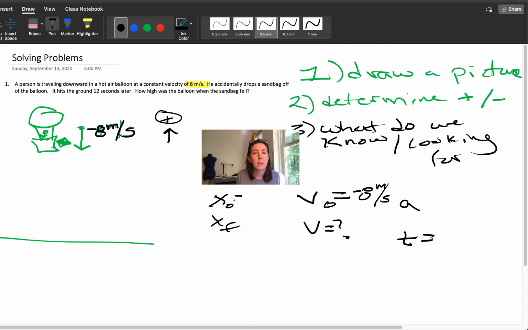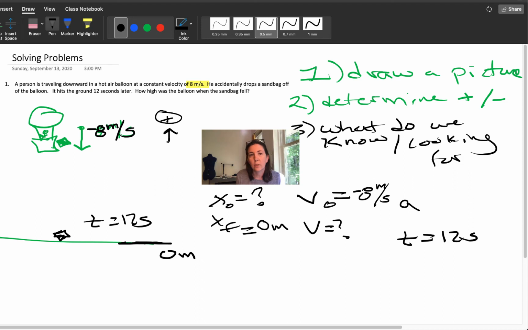It doesn't say anything about the position that he starts with. But if up is positive, I'm going to make this ground at 0 meters. And so my final position, when that sandbag finally hits the ground, 12 seconds later, will be at a position of 0 meters. Okay, 12 seconds here, and I'm going to highlight that. We know that, 12 seconds.